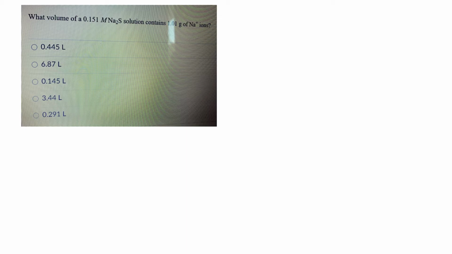Okay, here's a nice question. What volume of a 0.151 molar sodium sulfide solution contains 1.01 grams of sodium ions? That's an interesting question. Let's maybe first start with what we know. So we have a concentration, and here we have a mass.